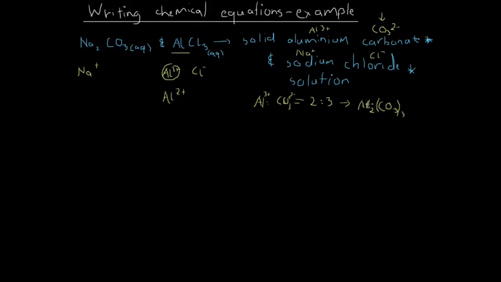We know that the sodium chloride, 1 plus charge, 1 minus charge, 1 to 1 ratio, is going to be NaCl. So we know that, and we've got our reactants over here. So we write out our equation.